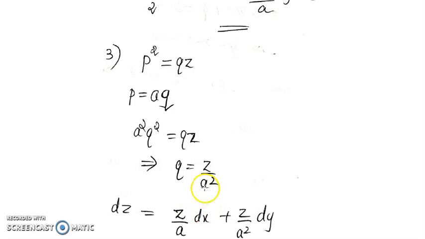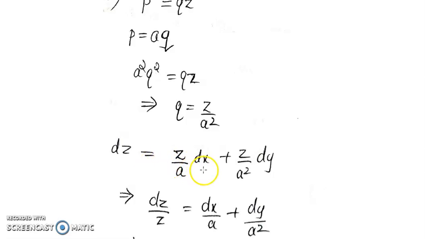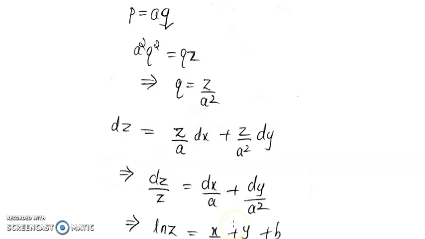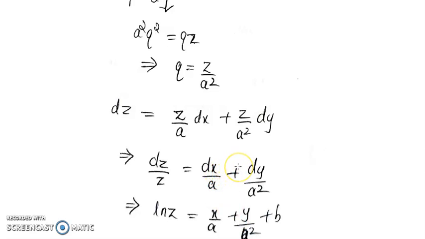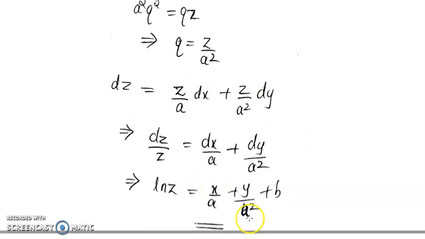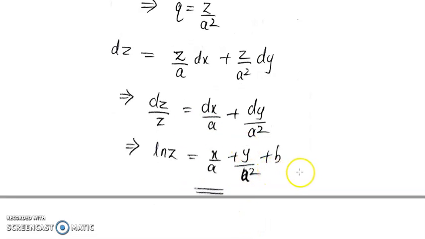So p will be z by a, since p is aq. So dz is z by a dx plus z by a square dy. So take z to the left side. So dz by z equal to dx by a plus dy by a square. So on integrating that gives log z equal to x by a plus y by a square plus b. So this is the required solution.